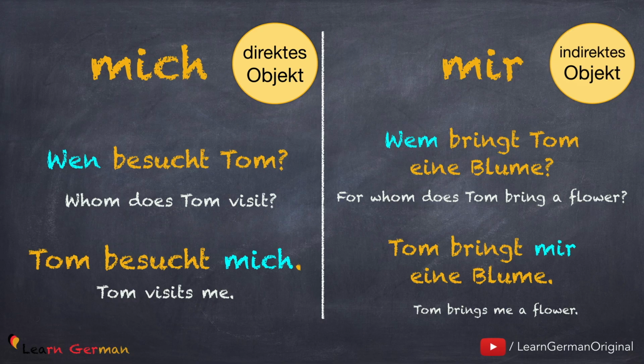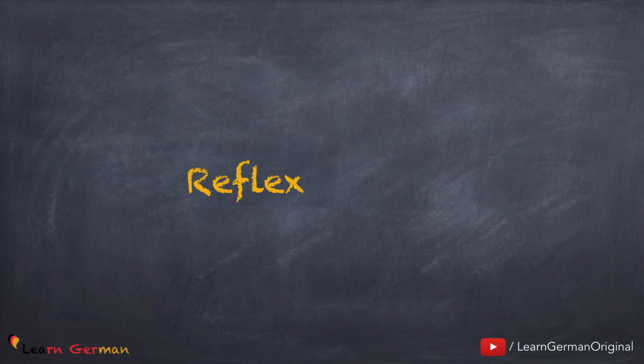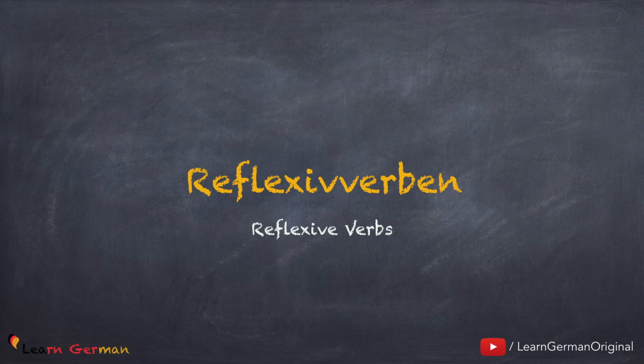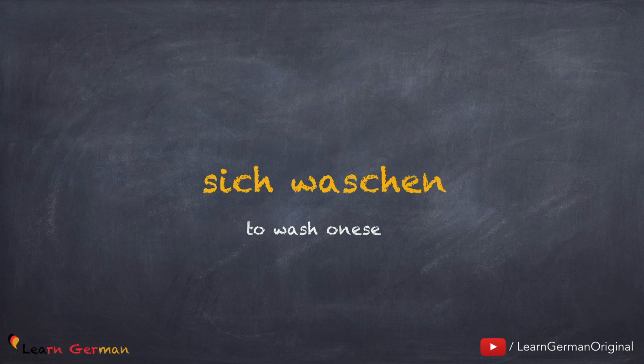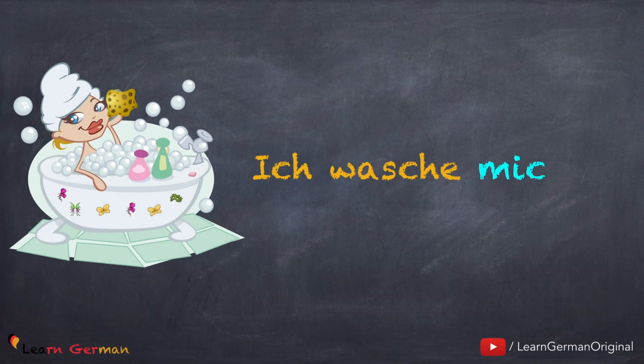There are a few special cases also, like in the case of reflexive Verben. Reflexive verbs are verbs that need an extra pronoun which could either be in Akkusativ or in Dativ. Let's look at an example to understand this. The verb is sich waschen. Ich wasche mich.